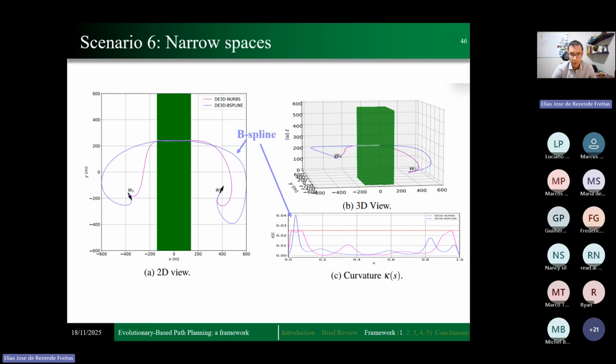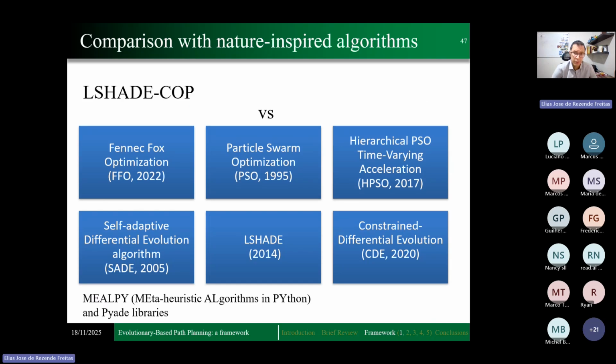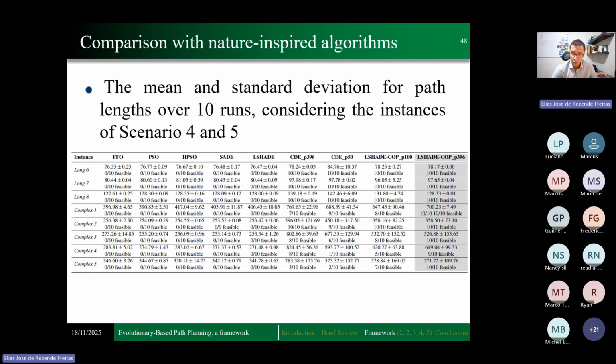We can see that in this case, the B-Spline approach does not satisfy the curvature constraint, indicating the flexibility promoted by the NURBS representation. These 6 nature-inspired algorithms have been selected to be compared with our proposed solver. This is the result of the comparison.